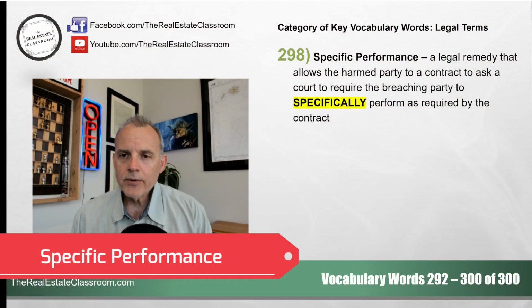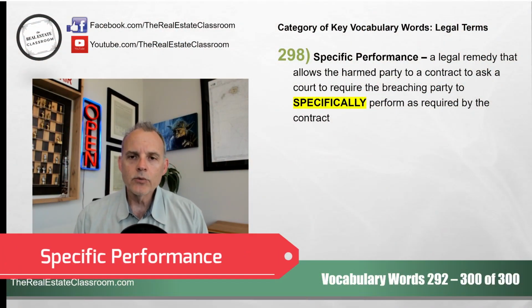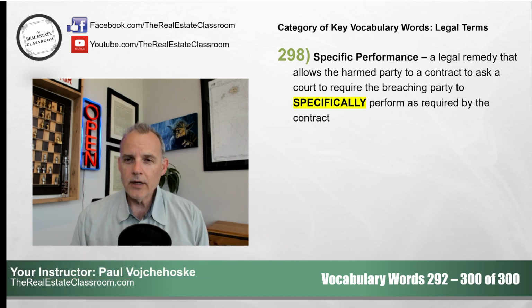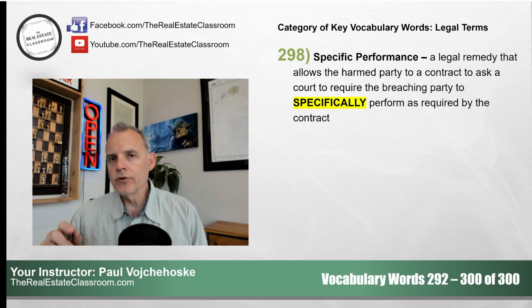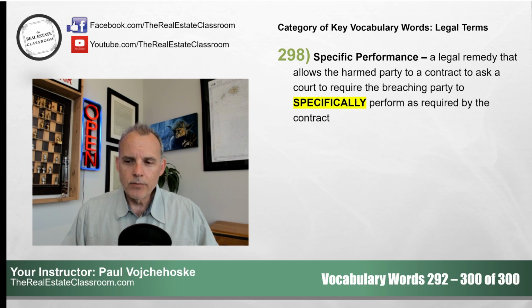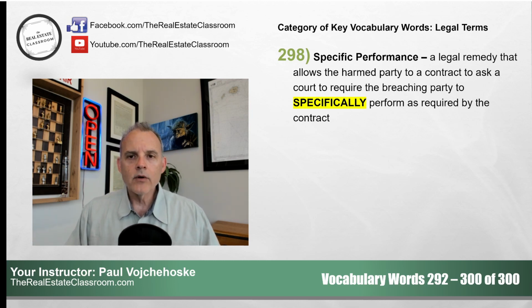298, specific performance. Again, this is a legal remedy that allows a harmed party to a contract to ask a court to require the breaching party to specifically perform as required by the terms of the contract. Let me give you two of the most common examples in real estate. Real estate is not substitutable. There are no two identical pieces of property. So therefore, there is this specific performance issue that comes up in real estate.